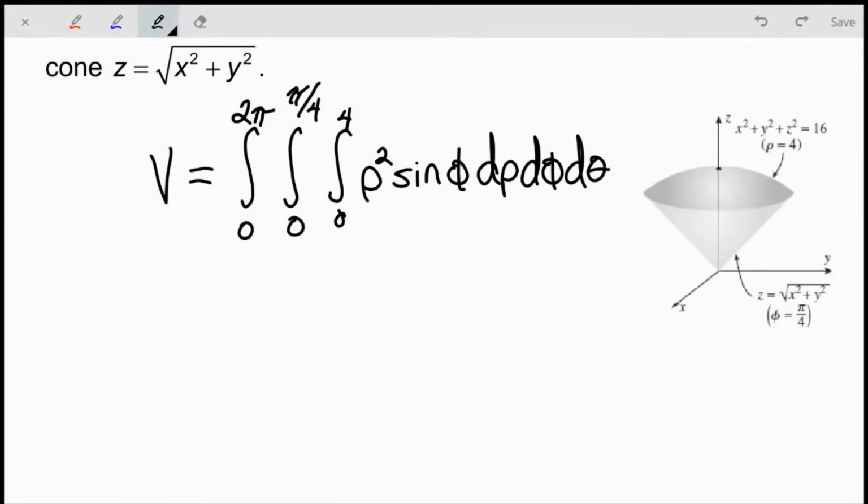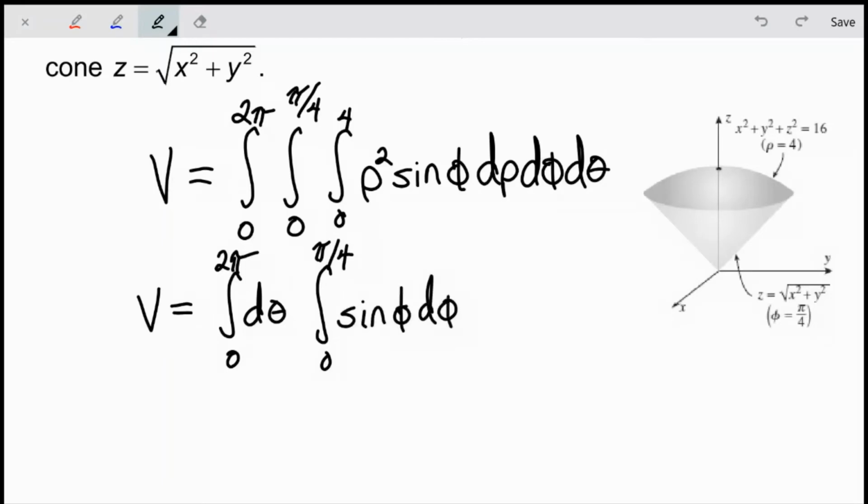Okay, so again, I don't have any interaction between my variables from an antiderivative standpoint. So I'm just going to break this apart. I've got an integral that goes from 0 to 2 pi for d theta. I've got an integral that goes from 0 to pi over 4 for my sine phi.